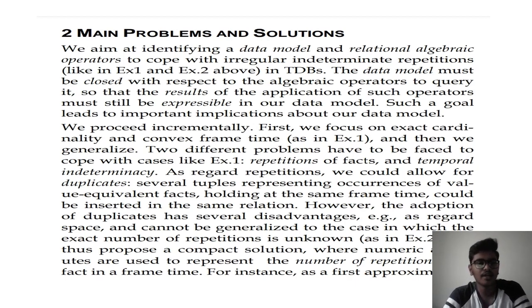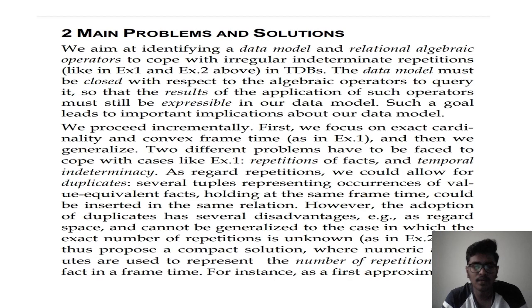We aim at identifying a data model and relational algebraic operators to cope with irregular indeterminate repetitions in TDBs. The data model must be closed with respect to the algebraic operators used to query it, so that the results of the application of such operators must still be expressible in our data model. Such a goal leads to important implications for our data model. We proceed incrementally. First, we focus on the exact cardinality and the convex time frame, and then we generalize.